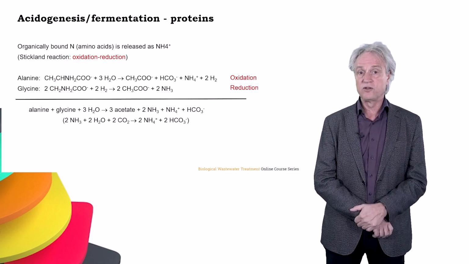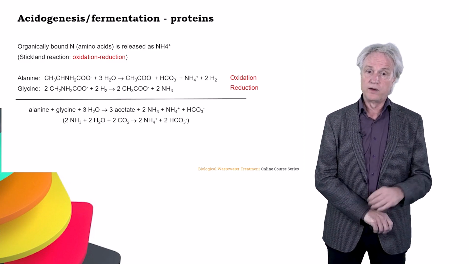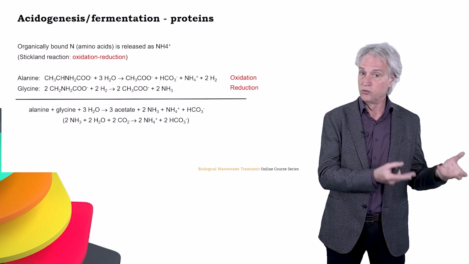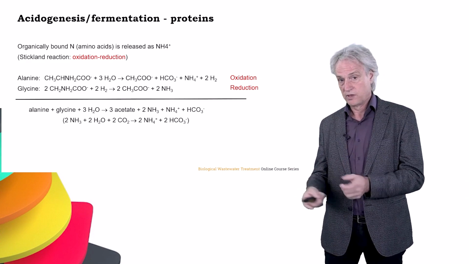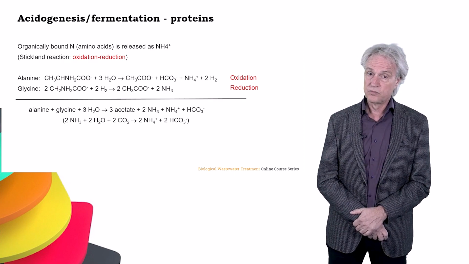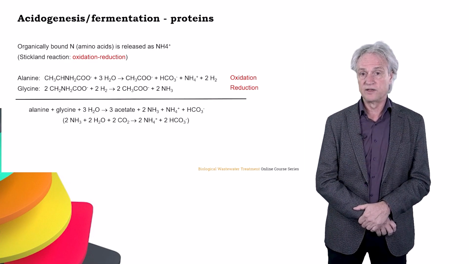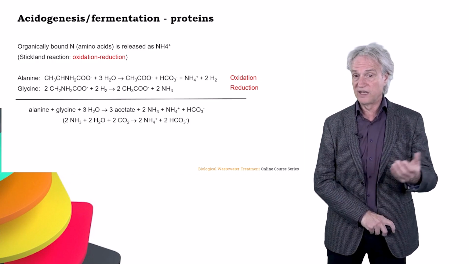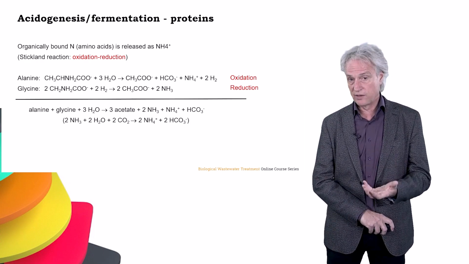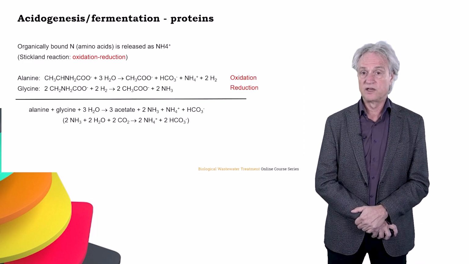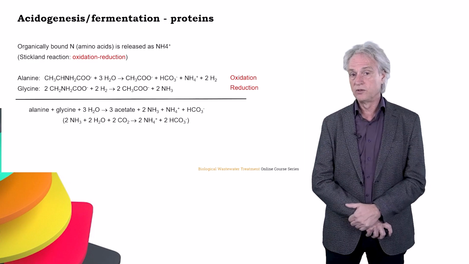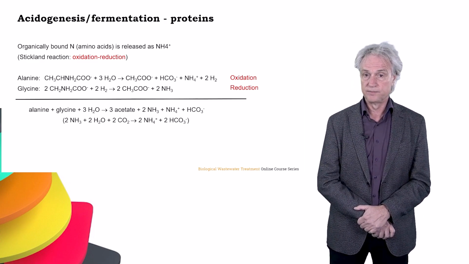Very typical for this reaction is a so-called Stickland reaction, where part of the amino acids are oxidized, and an anaerobic oxidation means usage of water and production of hydrogen, and the other part of the amino acids are reduced. In this example, alanine is oxidized. You see acetate and ammonium appearing, and glycine is reduced, accepting the hydrogen, producing acetate and ammonium. In the combined reaction, alanine and glycine, you see a mineralization to acetate, ammonium and bicarbonate.